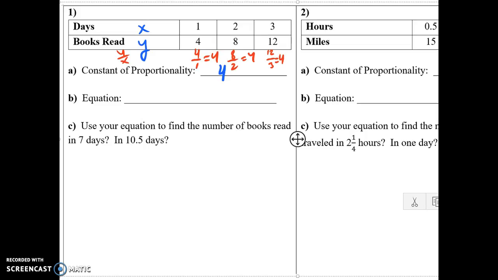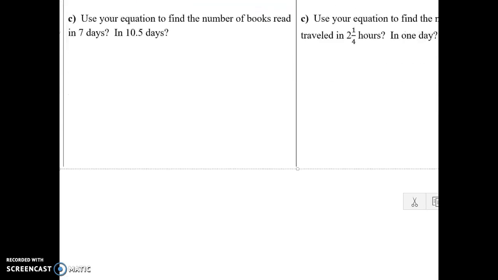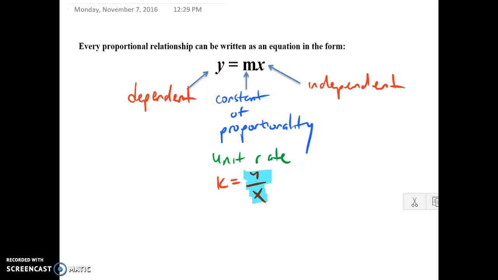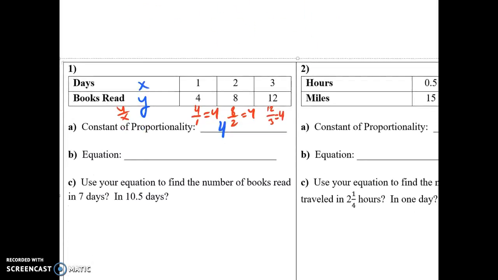Now go to the equation. Remember, the general form is y equals mx, where m is the constant of proportionality. So y is going to stay y. The constant of proportionality, we found that to be 4, and we can put our x right back in. So our equation is y equals 4x.